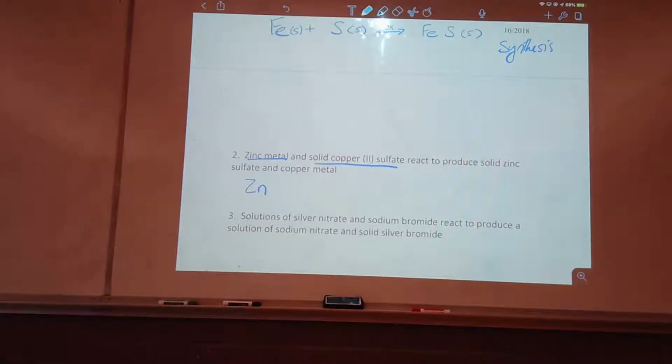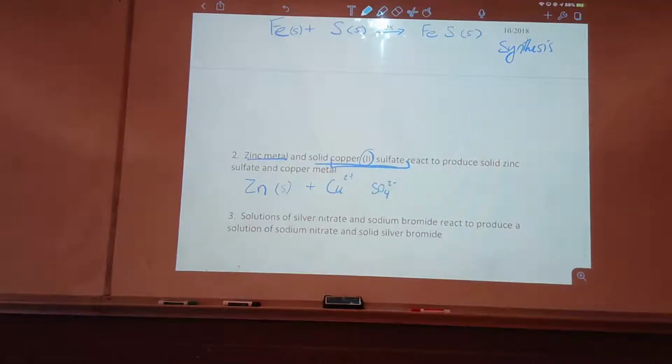And if it's a metal, we could even write the solid if we want. That's all extra. And solid copper is Cu(s). Notice the 2, right? We have to read this all together. This is all one big thing. Copper(II) sulfate. That means we should think about it as Cu2+ and a sulfate, which I believe is on the back of your sheet, SO4 2−. Does that sound right?